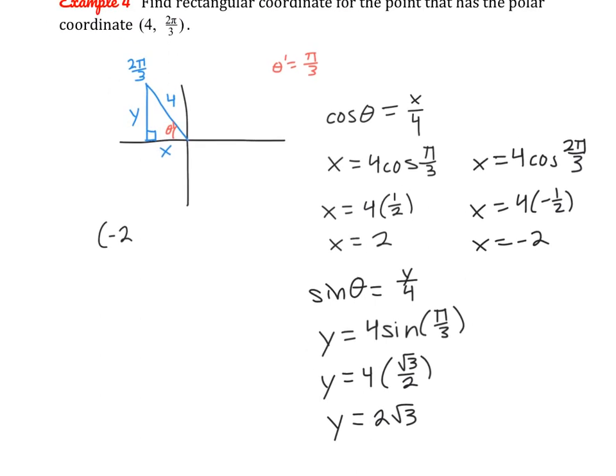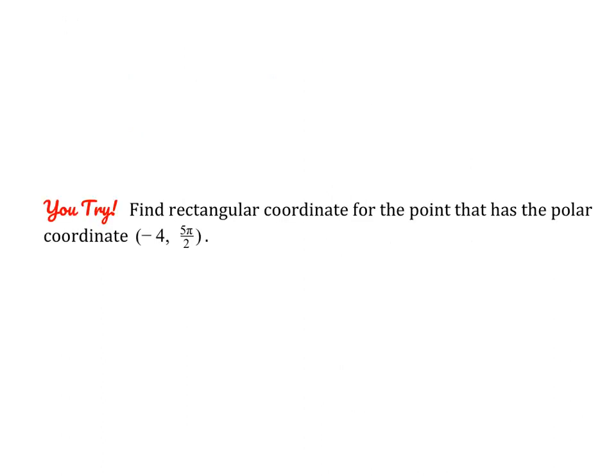And again, here you can look at your picture to make sure the sign is positive. We are moving up, so it should be a positive value. And again, if you used 2 pi over 3 instead of its reference angle, it would still be positive because sine is positive in quadrant 2. So our rectangular coordinate would be negative 2, 2 root 3.